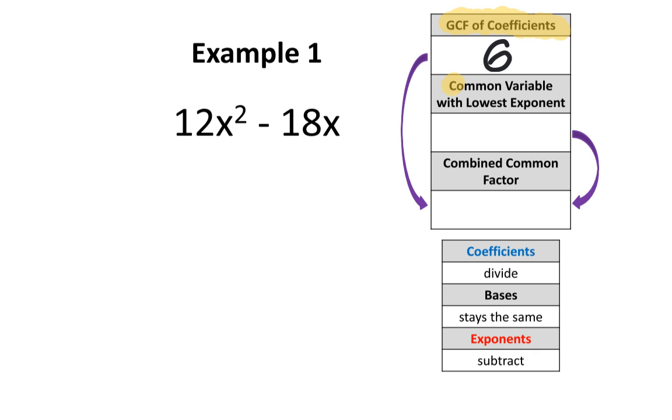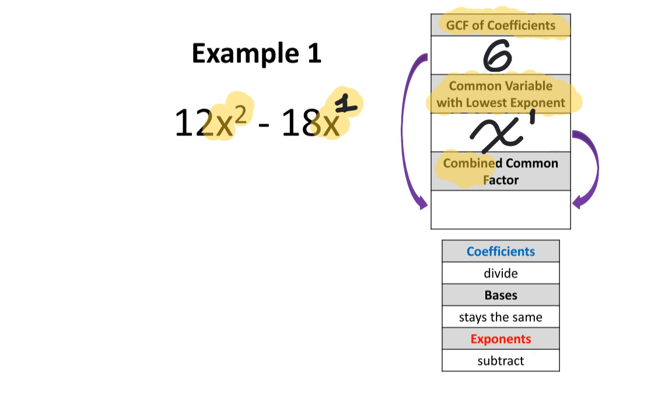The next step is to look for a common variable with the lowest exponent. Take a look at these two terms. They both have a variable of x in common. One of these has an exponent of 2, while the other has no exponent. But if it has no exponent, that just means there's a hidden 1. So the common variable here would be the variable of x, and the lowest exponent that you can see is actually an exponent of 1.